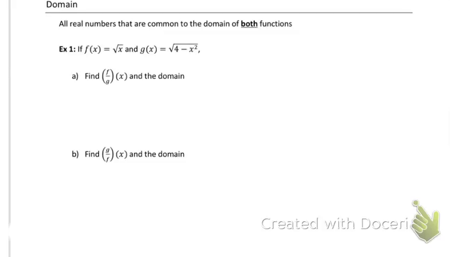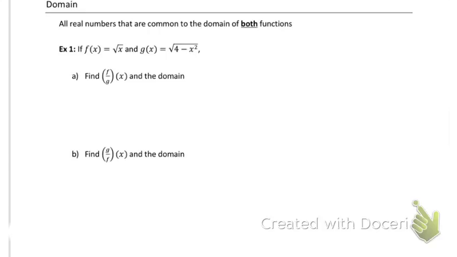Well, our domain when we add, subtract, divide is going to be all real numbers that are common to the domain of both functions. So if you have one function going from negative infinity to infinity and one going from 0 to infinity, the overlap is 0 to infinity. All right, it is what they both have in common.